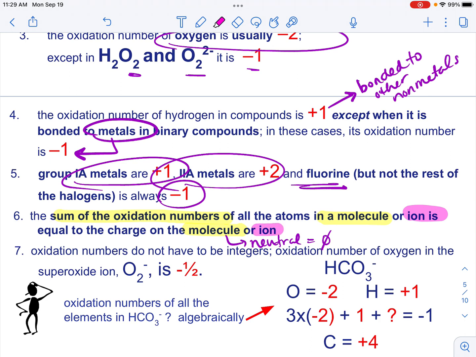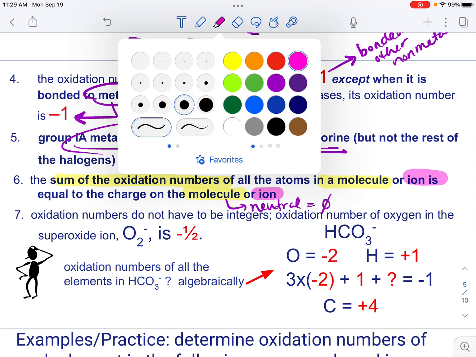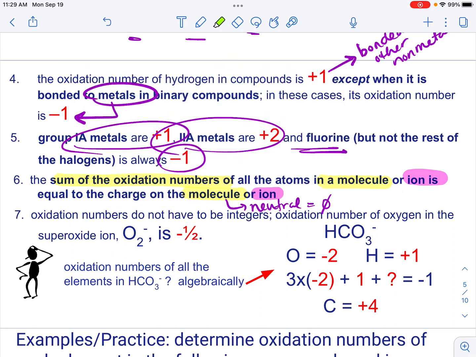then they have to equal the sum of the charge of the ion. So in bicarbonate, like the example that's shown right here, the bicarbonate's charge is -1. That means that the total of this has to equal -1. So if it's in a compound, that would be neutral. It has to equal 0. Sounds confusing.